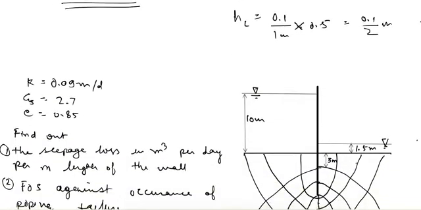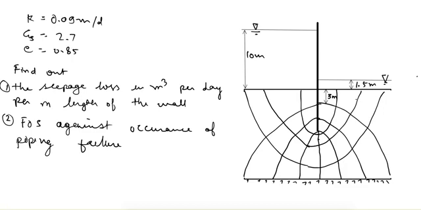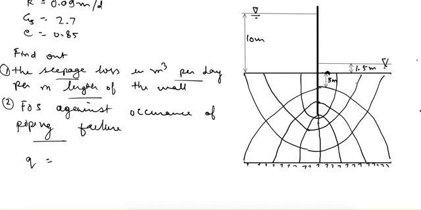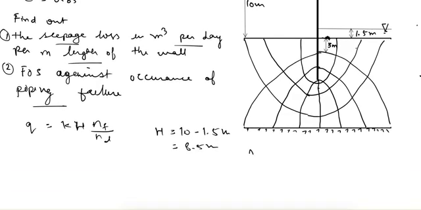Next question, this is of sheet pile. Two things are asked in this question: the seepage loss in meter cube per day per meter length of the wall, and the factor of safety against piping failure. We know that the possibility of piping is just on the downstream side, so we have to calculate the factor of safety there. Seepage is simple. We saw the formula Q equals K H Nf by Nd, and what is H here? H is 10 minus 1.5 meter, that is 8.5 meter.